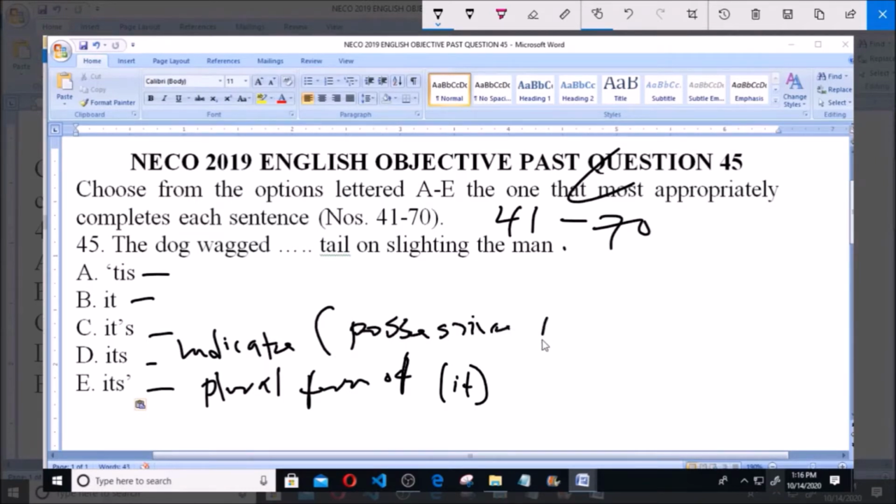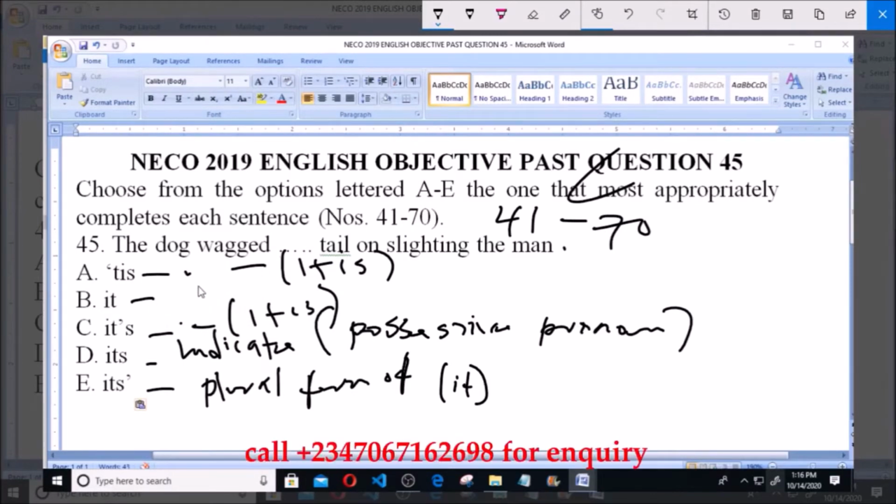Possessive pronoun. That is the interpretation of it apostrophe s in option C, which is the same as option A, which simply means "it is". Then option B modifies itself.